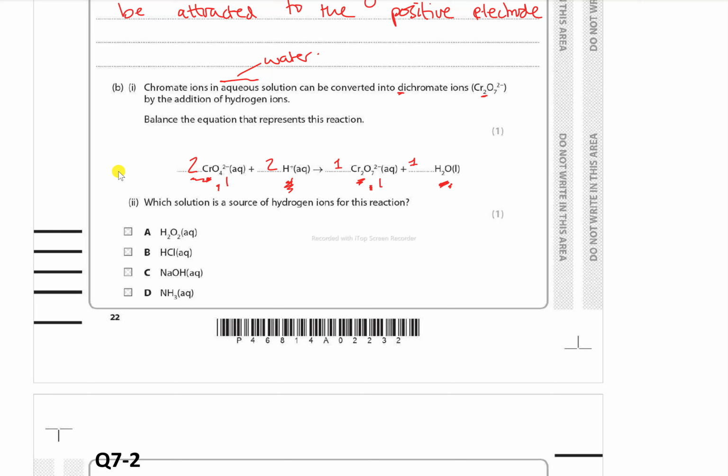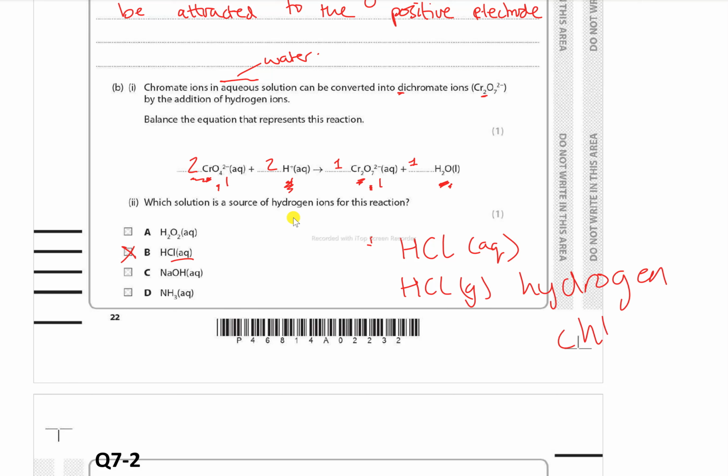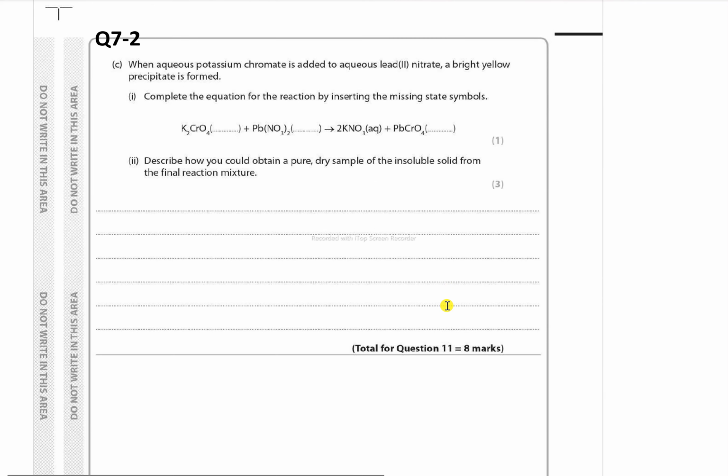We've got that. Which solution is the source of hydrogen ions for this reaction? It'll be the HCl aqueous. Yep. So remember we said that is hydrochloric acid, and if it was HCl gas, it would be called hydrogen chloride. Okay.